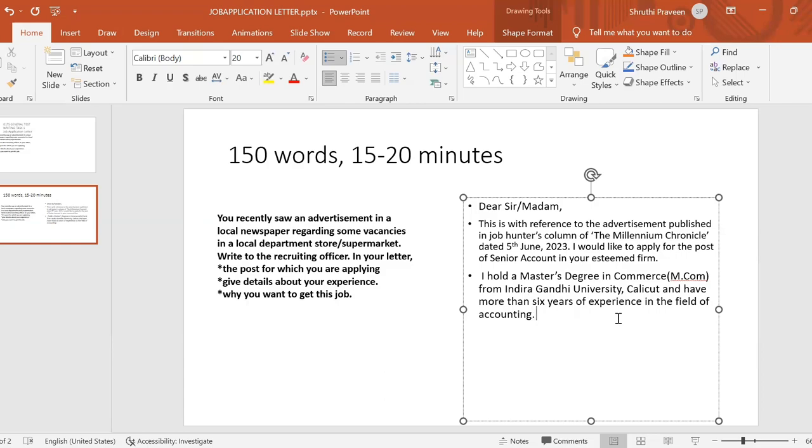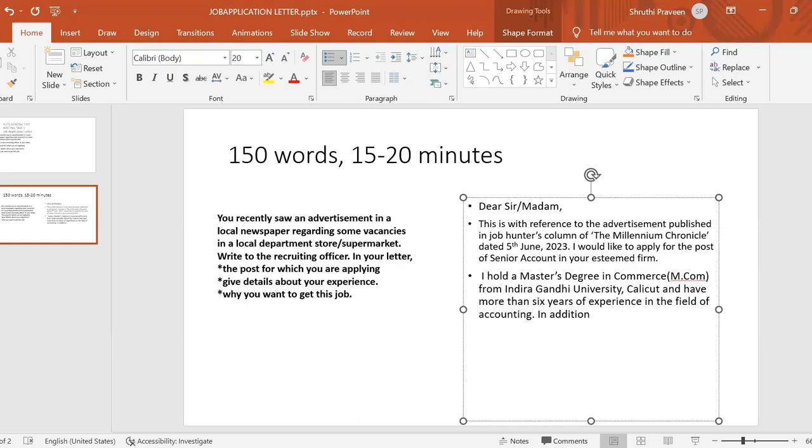In addition to this, you can also mention the other training courses or certification courses that you have done in the field, or the other awards or achievements you have got. So this is like a selling point. This paragraph is like a selling point. You are selling yourself to the recruiter.